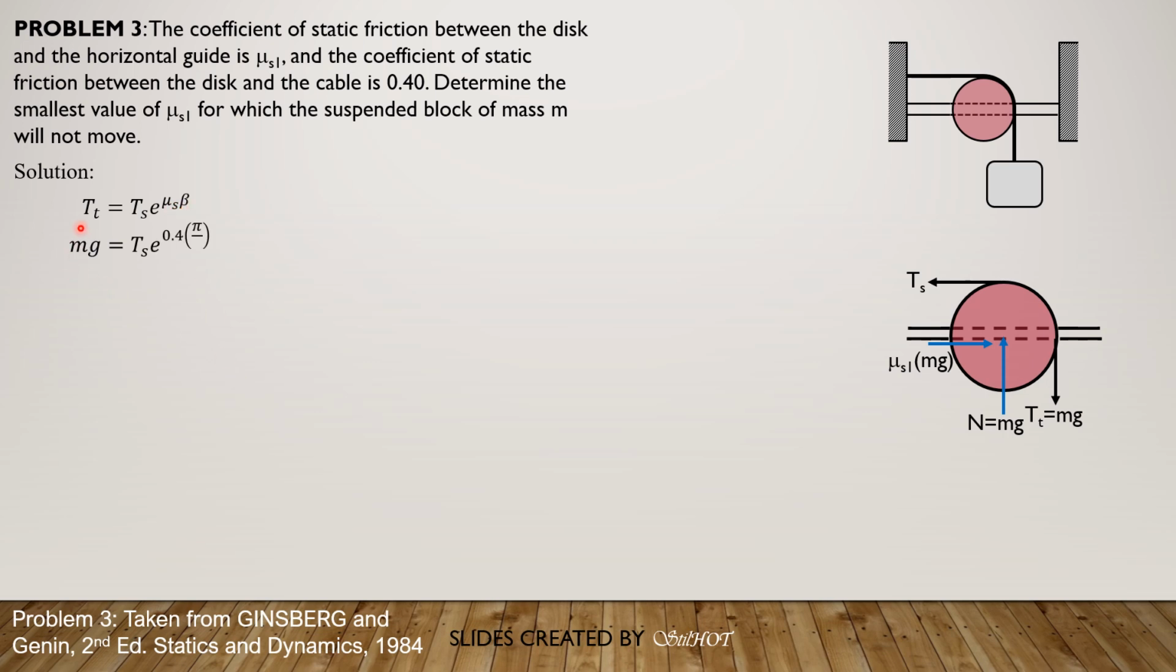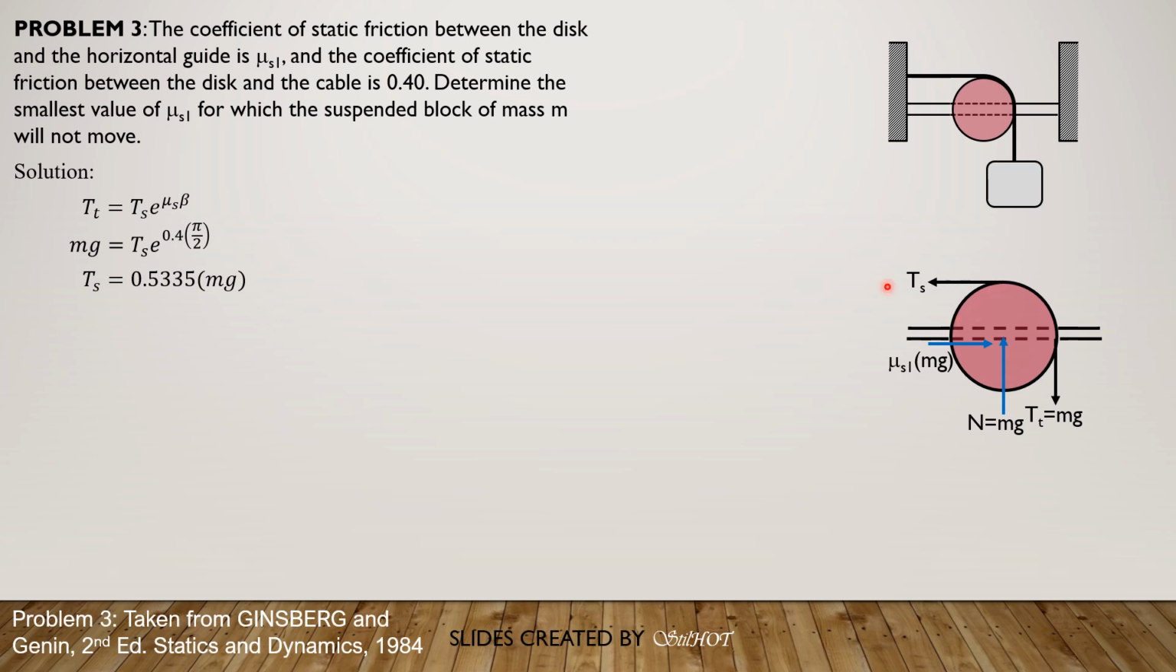So tight tension equals T sub S e to the mu, which is 0.4 between the disc and the belt, and the angle of contact is pi over 2 or 90 degrees. So this should be pi over 2 radians in this equation here. So T sub S in terms of mg is 0.5335 of mg.